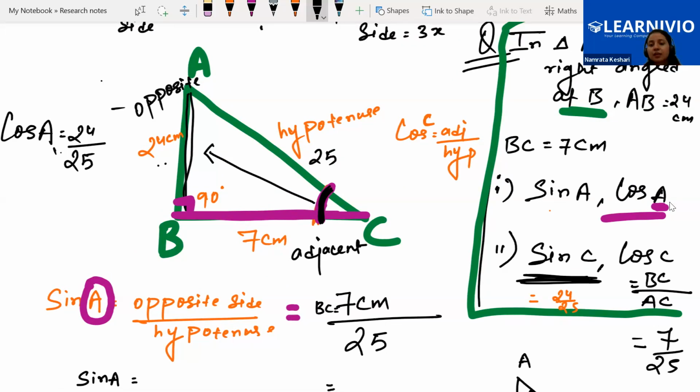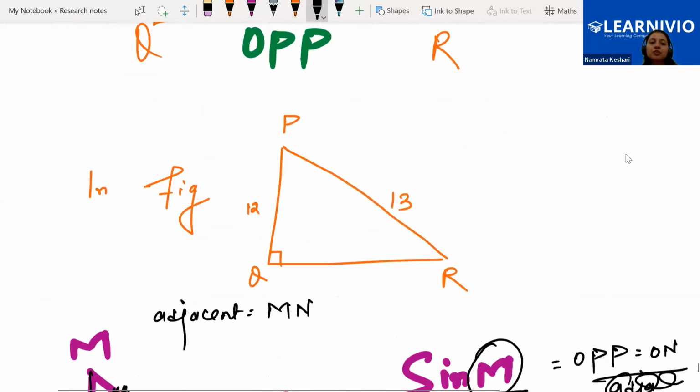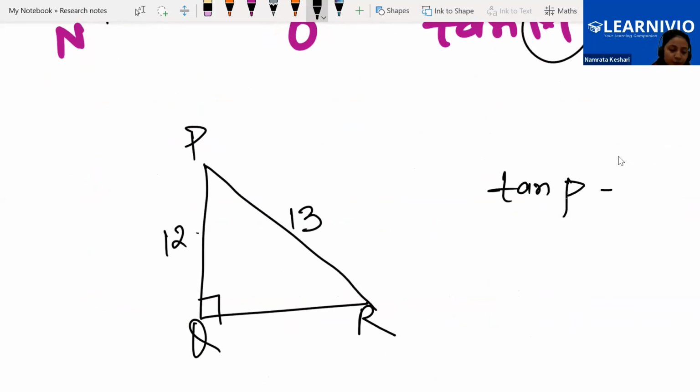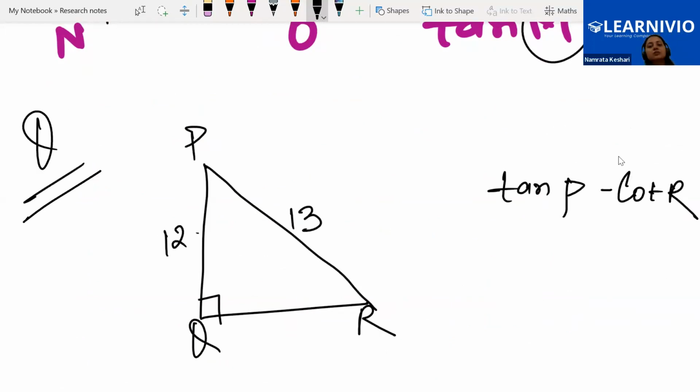Yes, ma'am. If everyone understood over here, then let me give you one question. Do try. Already we are running out of time. No worries. A triangle is there. P is there. Q is there. R is there. 90 degrees here. 12 centimeter is here. 13 centimeter is here. And we have to find tan P minus cot R. We will be starting our next class with this question. Note it down. Everyone, please note it down.